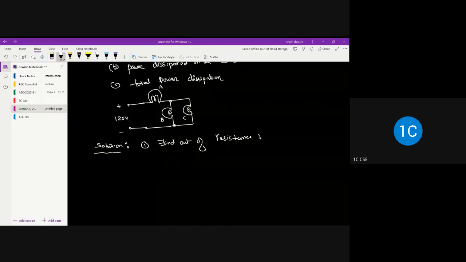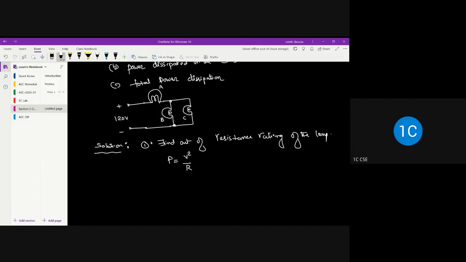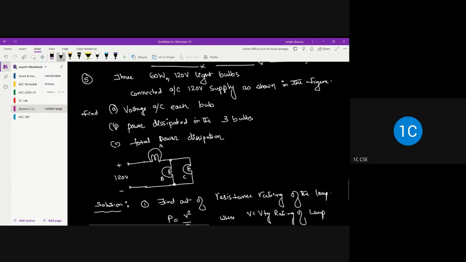So first let me write: find out the resistance rating of the lamp. The general formula for power is P is equal to V square by R, where V is equal to the voltage rating of the lamp. I'm writing voltage rating of the lamp, so do not get deceived by the supply voltage. In this particular problem, the supply voltage is given as 120 and the rating of the lamp happens to be 120, so there is no doubt.